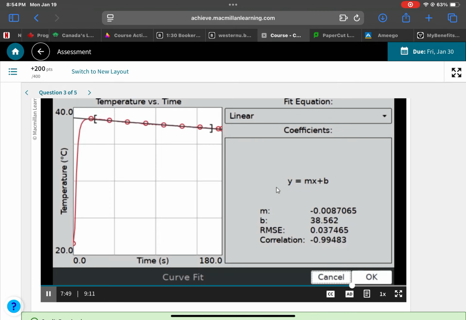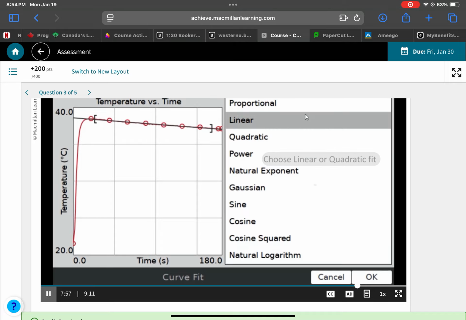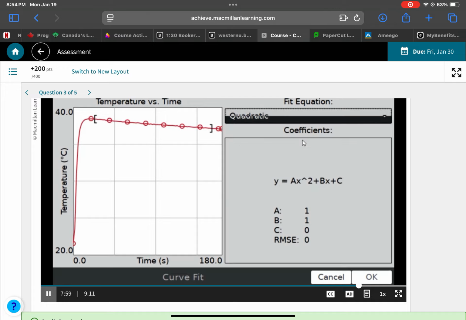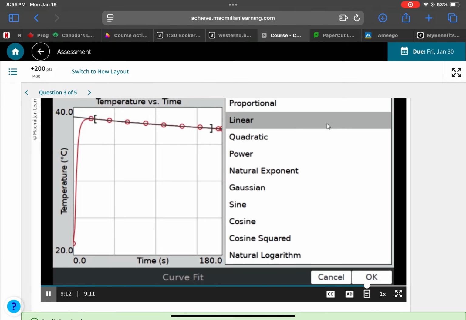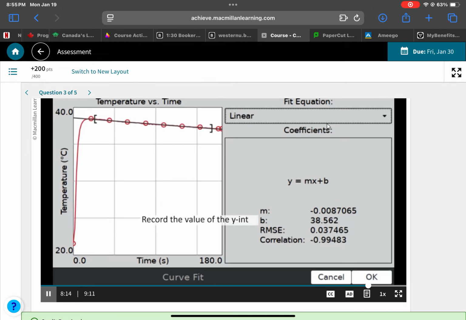Various curve fits can be examined. From the drop-down menu, choose between linear or quadratic. Select the line that best fits where RMSE is closest to 0. Record the values that are specified in the lab manual.